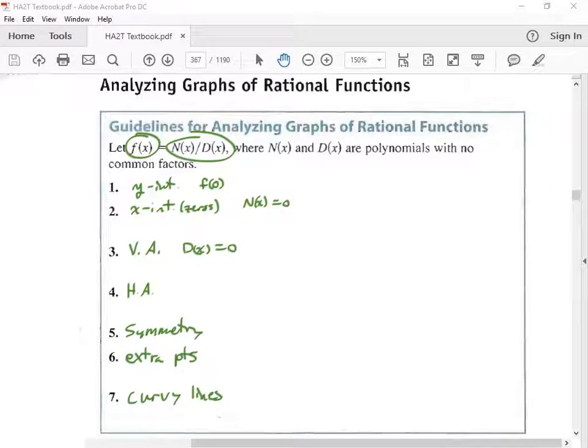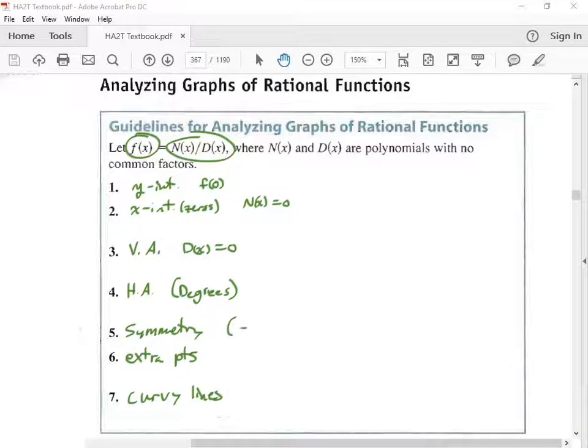And then horizontal asymptotes, that's when you're doing the degree test. Remember, we talked about that earlier. You're checking the degrees of the numerator and the denominator and deciding what your horizontal asymptote is going to be. It's either going to be the leading coefficients, where you divide them, if the degrees are equal, or y equals 0 if the degree on the numerator is less than the degree on the denominator. If the numerator's degree is greater than the degree of the denominator, then you don't have a horizontal asymptote. You have a slant asymptote. But most of the time, we're going to have horizontal asymptotes.